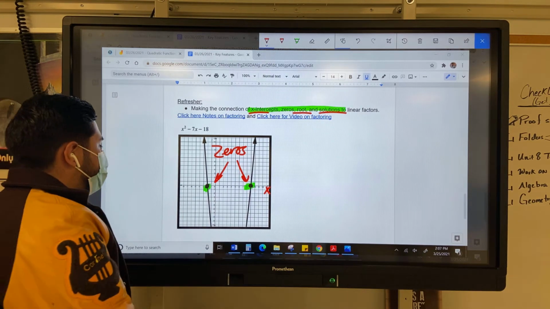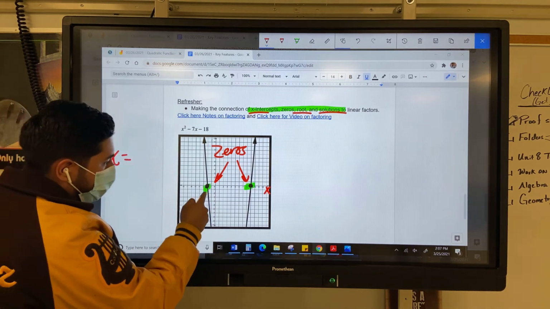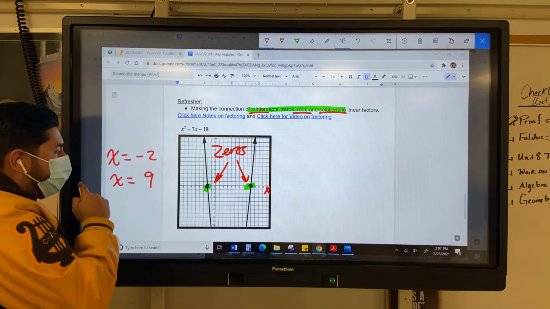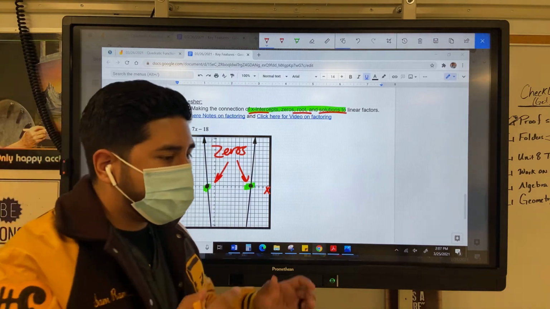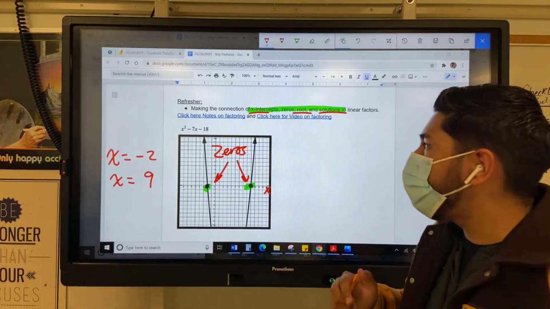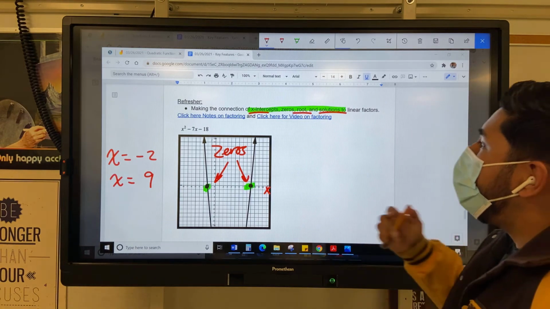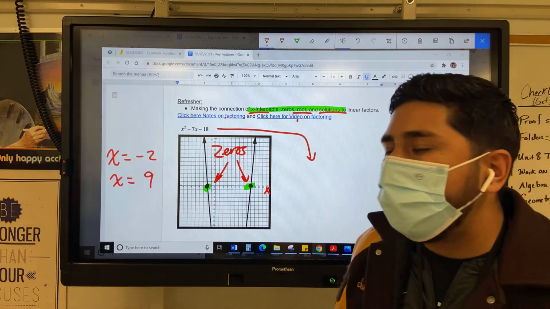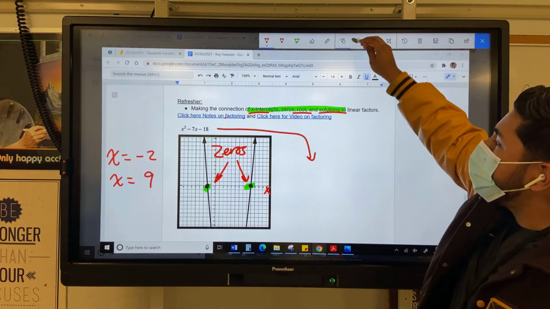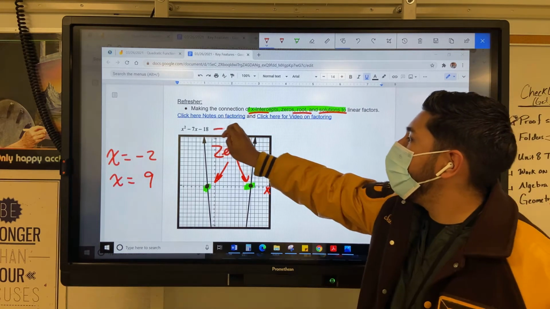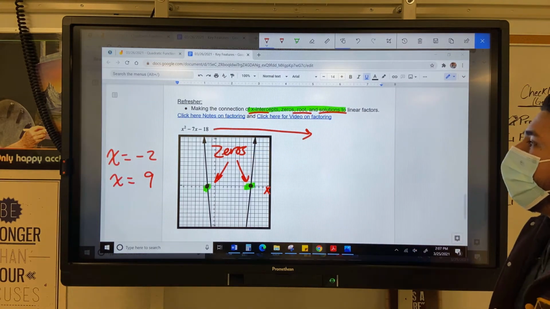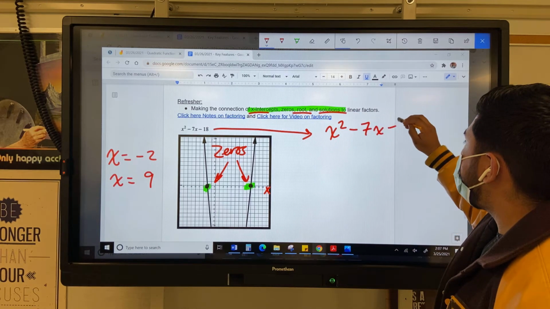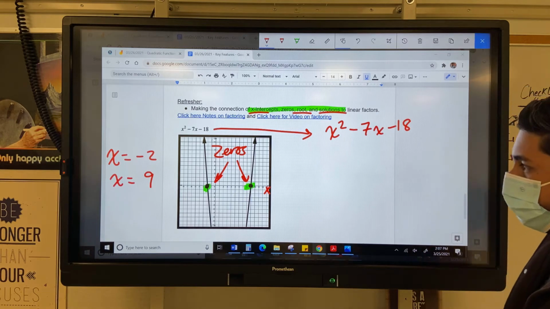What are those two numbers? Let's label them. We got x equals -2 and x equals 9. Those are my answers. Those are the answers, the solution, the roots, the x-intercepts, and the zeros. But we need to be able to remember, and you could click here and click here because there's a video on the factoring. We need to remember that there's a connection between our factoring and those numbers. Check it out. X squared minus 7x minus 18.